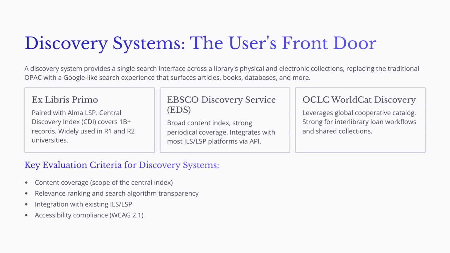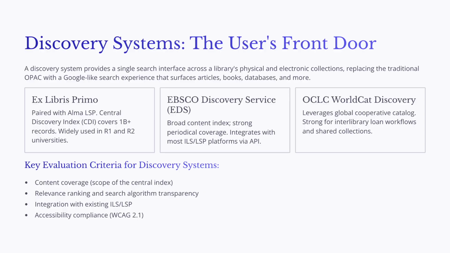Let's talk about discovery systems because this is where your users live. Think about the last time you searched for something in a library database. The interface you used, that single search box that pulls from books, articles, databases all at once, that is a discovery system. It replaced the old OPAC, which was basically just a catalog of what the library physically owned. The idea behind discovery systems was compelling. Give users a Google-style experience that searches across everything the library has access to, not just the physical collection. One box, one search. The reality is more complicated.